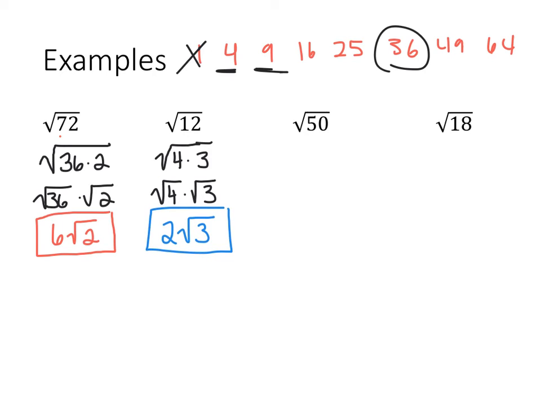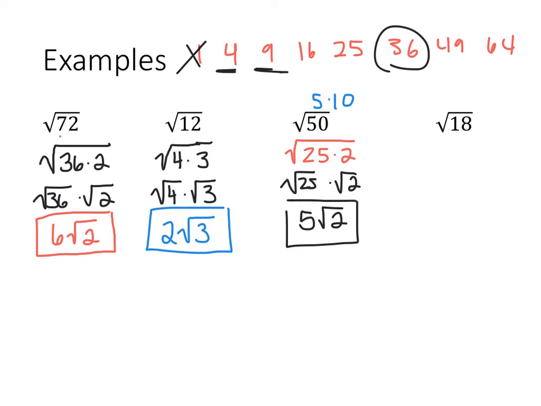Keep going, the square root of 50 simplifies to 25 times 2, always looking for that largest perfect square. I'm not looking for any factors. I'm looking for only perfect squares. So some of you might try to do 5 times 10. Neither one of those are perfect squares, so we're only looking for perfect squares. So the square root of 25 times 2 becomes the square root of 25 times the square root of 2. The square root of 25 becomes 5 square roots of 2. And so there I have simplified radicals.